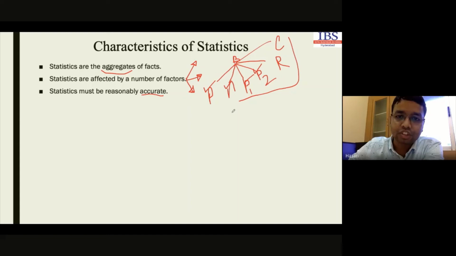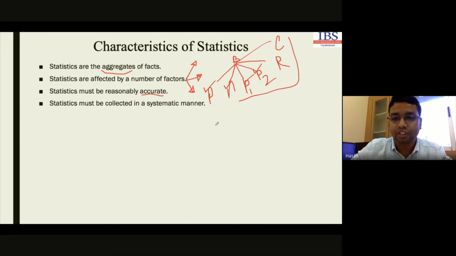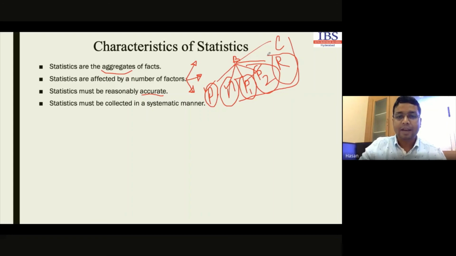Okay, so to get a clear picture of the business, our statistics should be accurate. Statistics must be collected in a systematic manner. Look, if we put the number of products in one place, the production cost in another place, the selling price in another, and the resources required in yet another, that creates a haphazard situation. It will be very difficult for us to get a clear picture of the business if we put each and every piece of information separately.